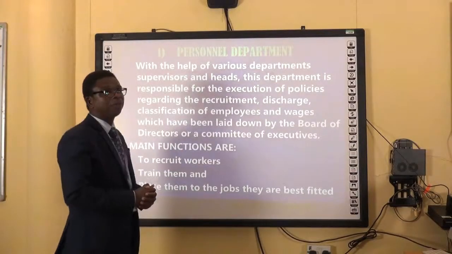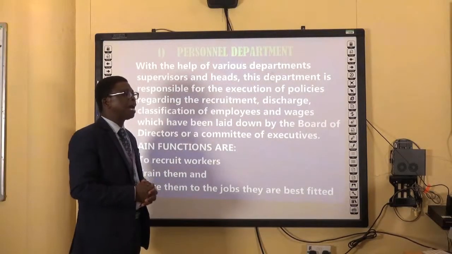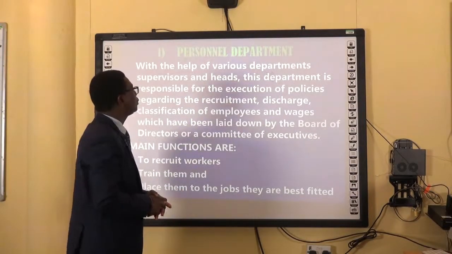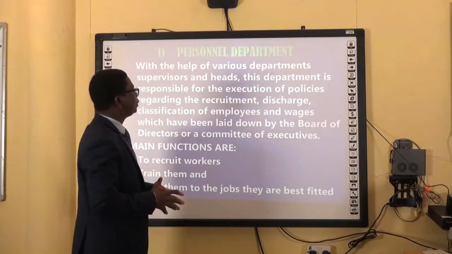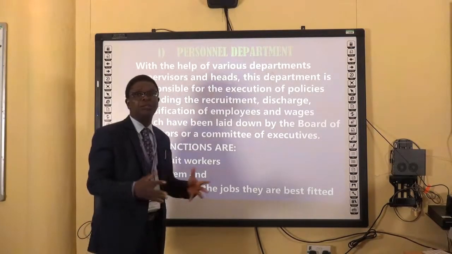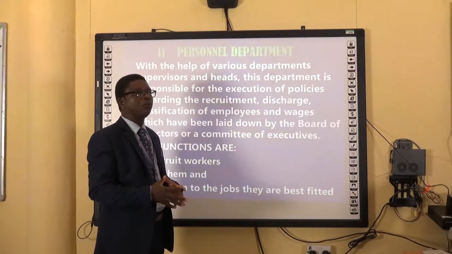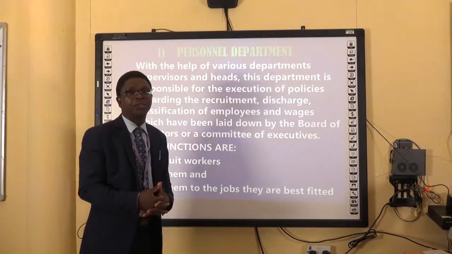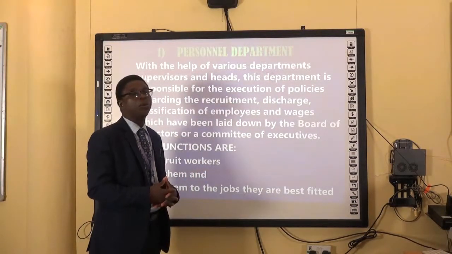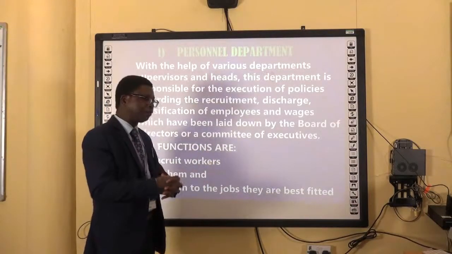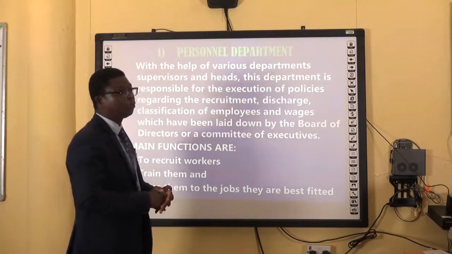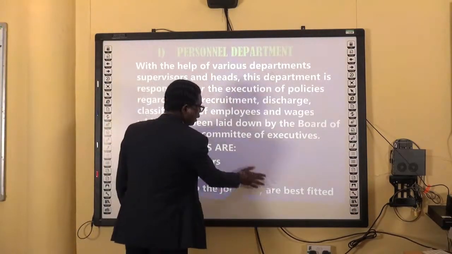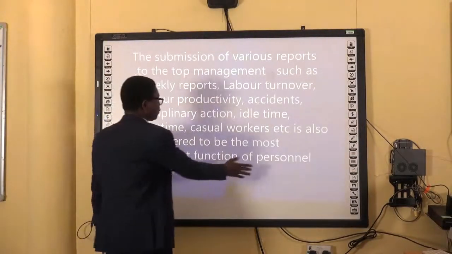Now, each of these departments has a role to play. The personnel department, of course, is directly involved in the recruitment of new staff. Not only the recruitment, they are also to give orientation to new staff employed in the organization, so that each staff that joins the organization will know his duty. So we have recruitment, worker training, and then placing them in the jobs that they are best suited for.